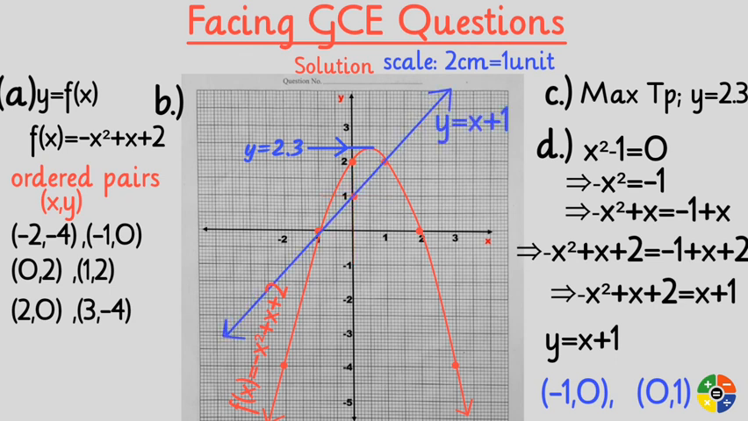Drawing the line, we see that it intersects with the parabola at the points where x is equal to negative 1 and x is equal to 1. Therefore, negative 1 and 1 are the values of x for which f of x is equal to x plus 1, and consequently, the solutions of x squared minus 1 is equal to 0. You may verify your solutions by solving the quadratic equation x squared minus 1 is equal to 0. You will realize that the solutions are the same as what we have just obtained here.